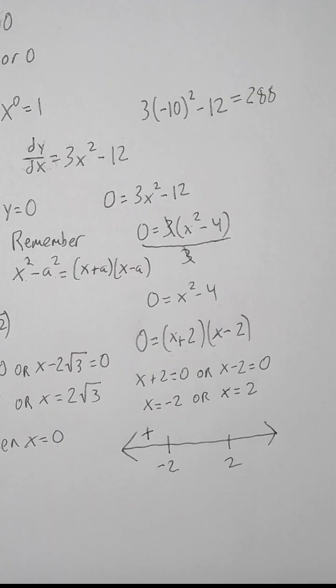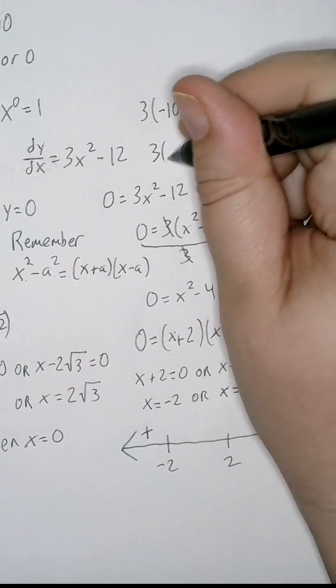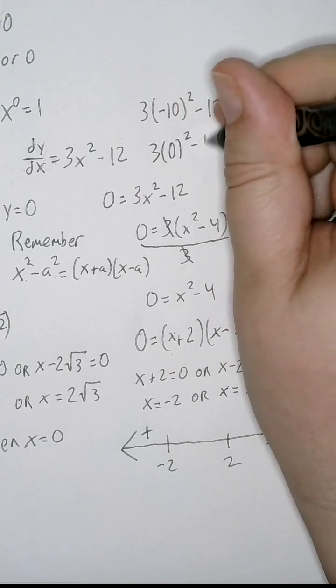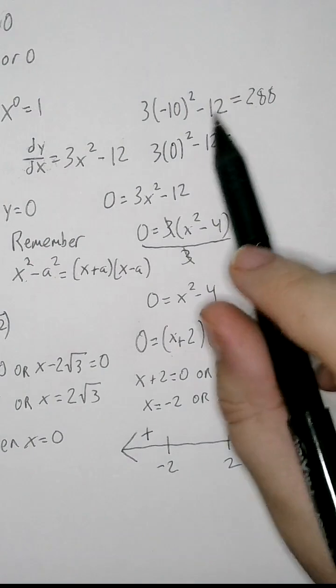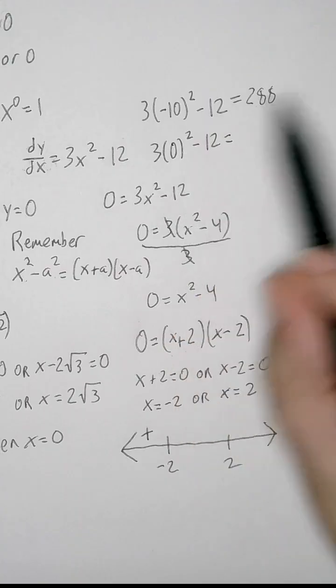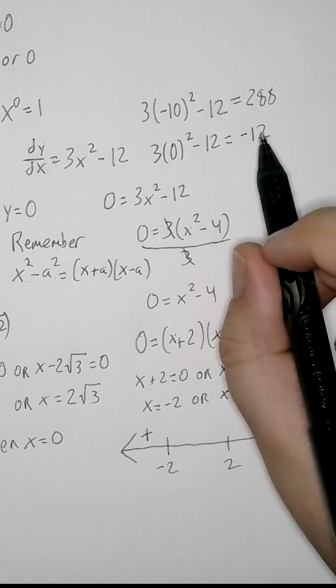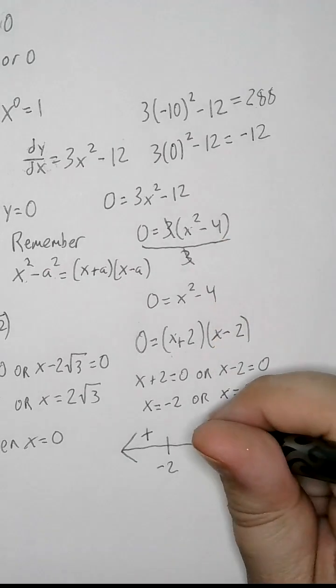So now, let's pick a number between negative 2 and 2. May I recommend 0? All right, 0 it is. So I have 3 times 0 squared minus 12. 0 squared is 0. 0 times 3 is 0. 0 minus 12 gives me negative 12. And I believe that number is negative. So I'm going to put a negative here.